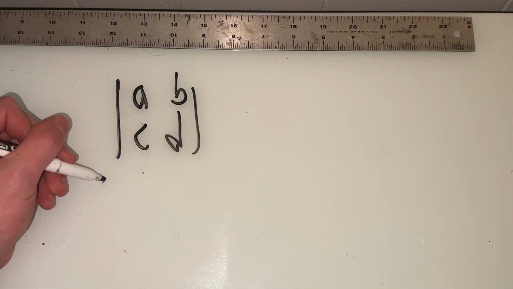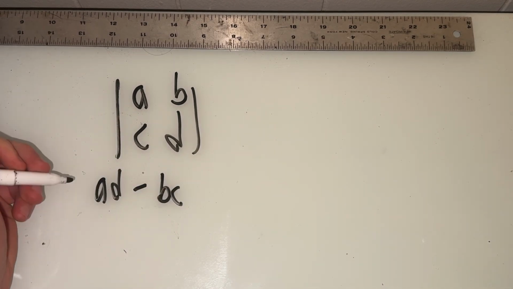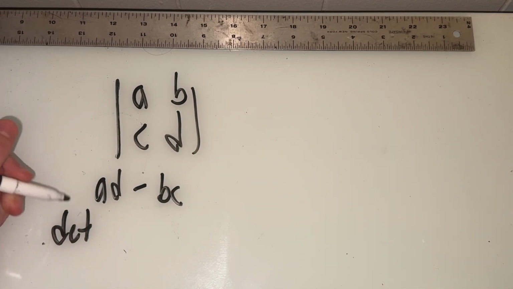So what you want to do is take A times D minus B times C, and that will be the determinant of the matrix.